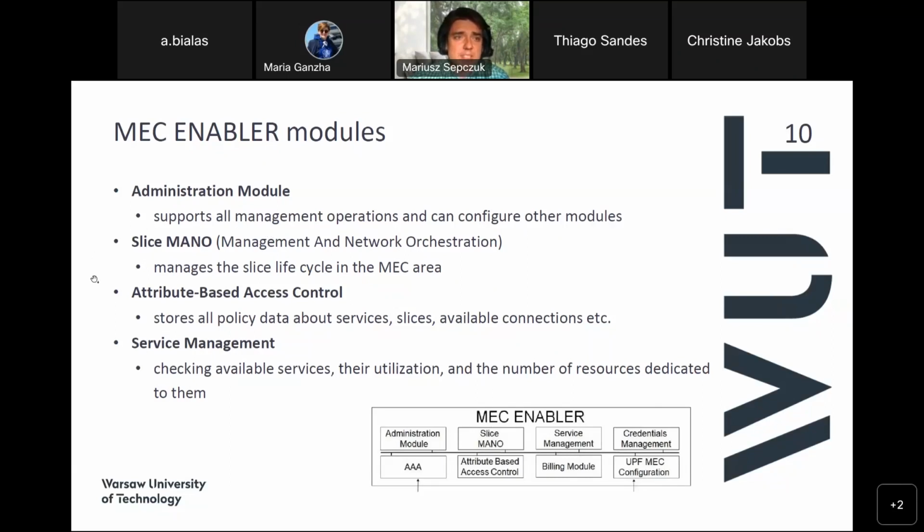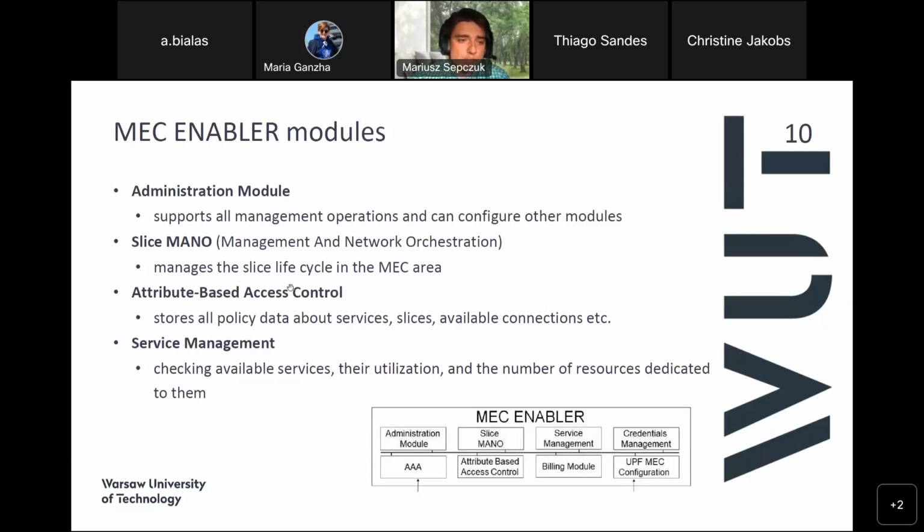The next module is attribute-based control, and this module stores all policy about data associated to services, slices, available network connection, and so on. And this is a module which can be used in more advanced user authorization.